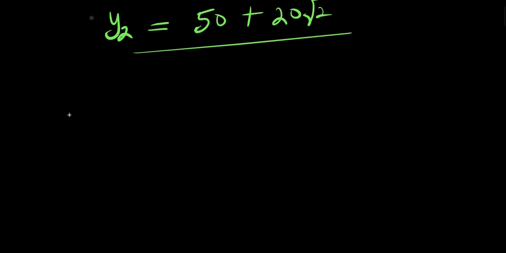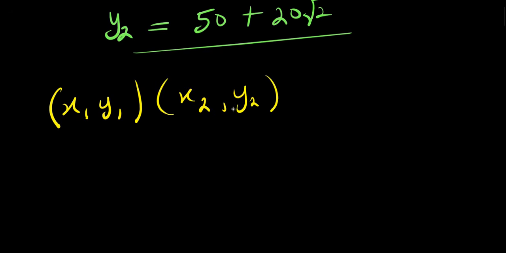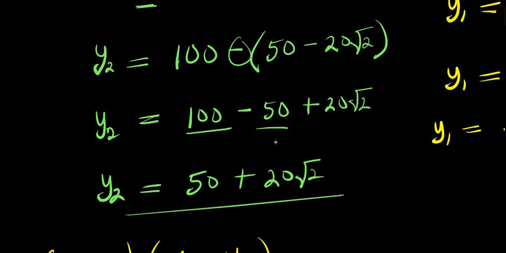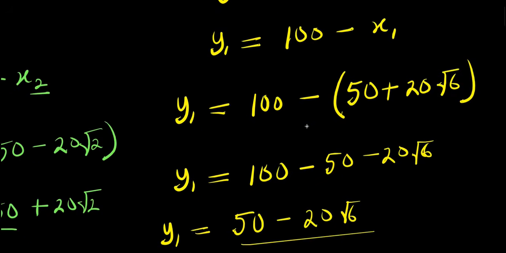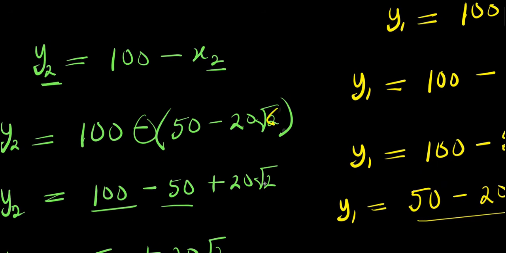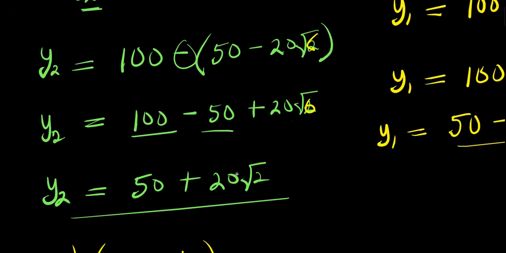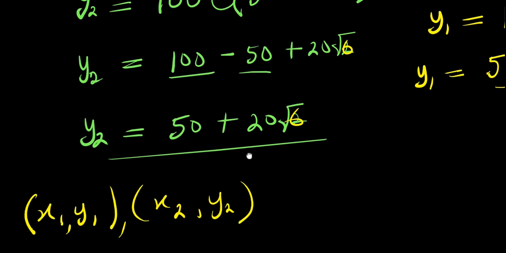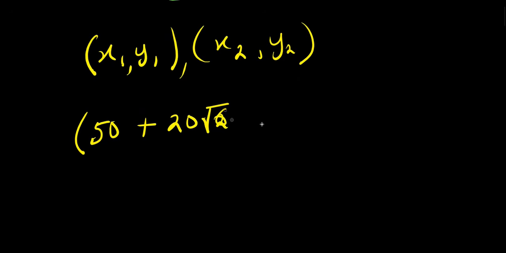So to write our answers, we are going to write x1, y1, then we have x2, y2. So this is how we are going to arrange our answers. So our x1, which is 50 plus 20 root 6. Right? It's root 6, not root 2, it's root 6. I think even this one here, they are all root 6. So take note of that. So our x1 is 50 plus 20 root 6, comma, our y1 is 50 minus 20 root 6.